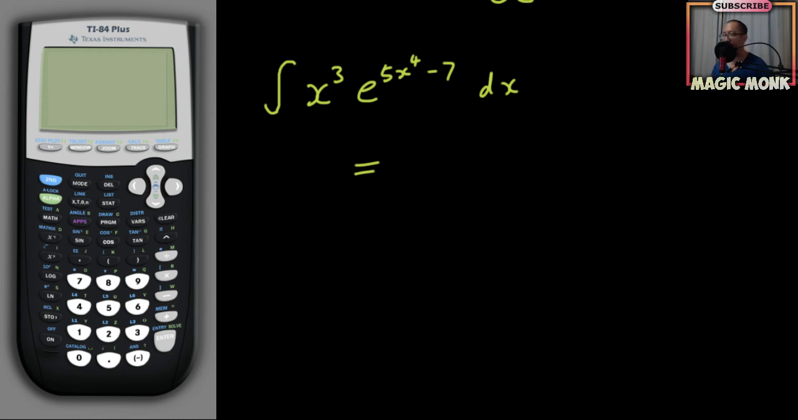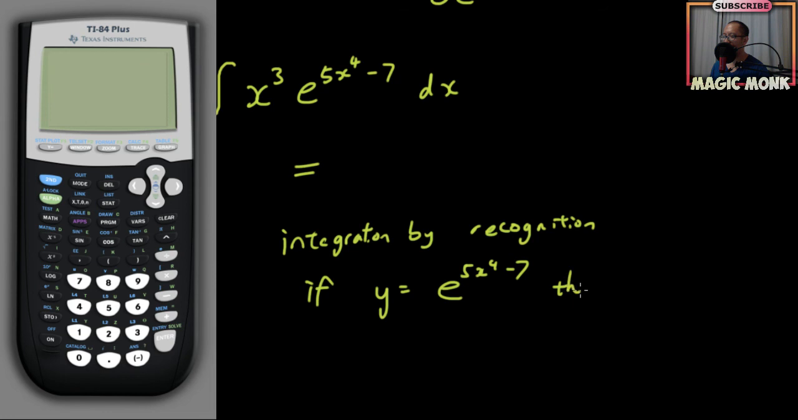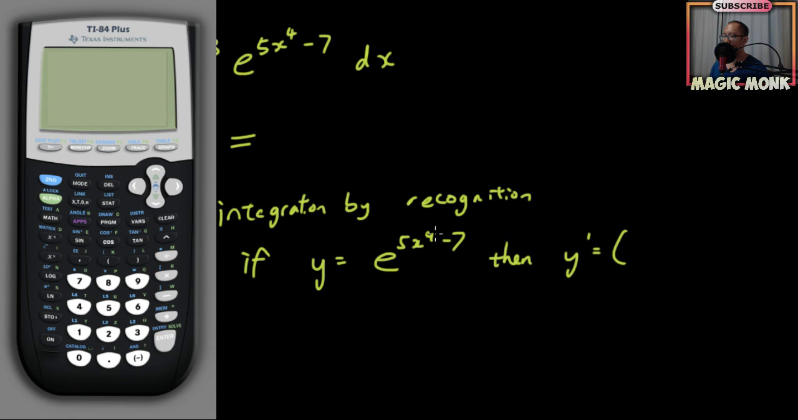Okay, I'm guessing you guys have done that. So let's use it the recognition way. Integration by recognition. If y is equal to e to the power of 5x to the 4 minus 7, then y dash equals, differentiate the inside, which is 20x, times e to the power of 5x to the power of 4 minus 7.